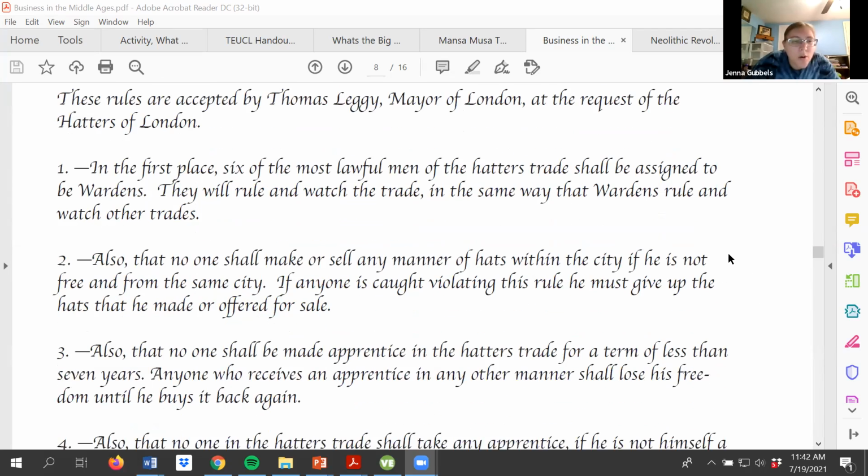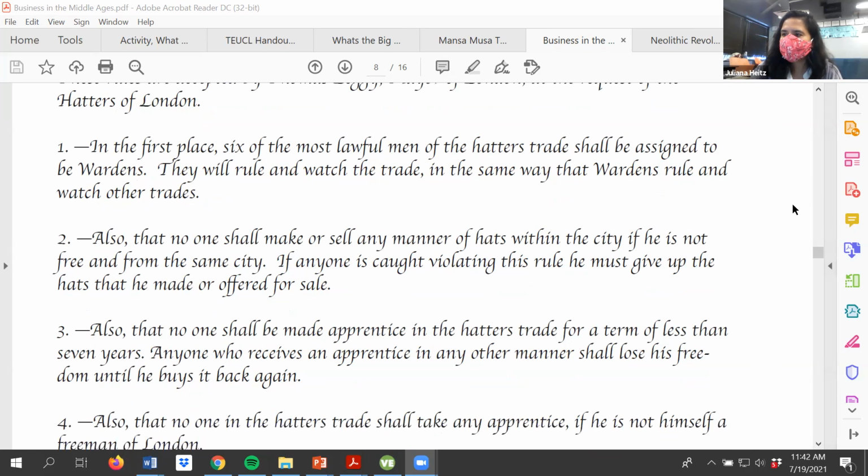Also, that no one shall make or sell any manner of hat within the city if he is not free and from the same city. If anyone is caught violating this rule, he must give up the hats that he made or offered for sale. Also, that no one shall be made apprentice in the hatter's trade for a term of less than 7 years. Anyone who receives an apprentice in any other manner shall lose his freedom until he buys it back again.